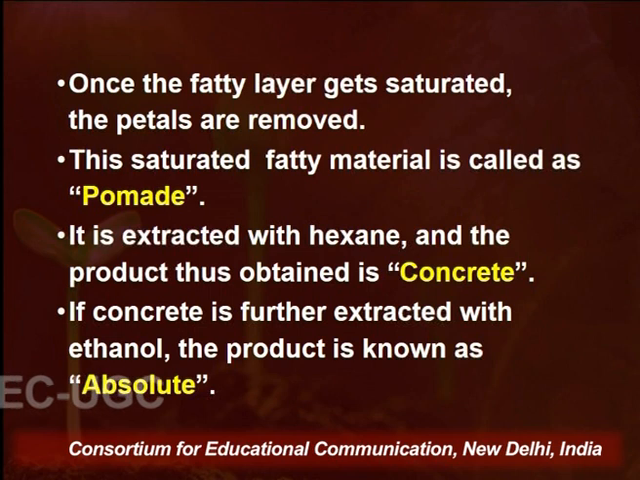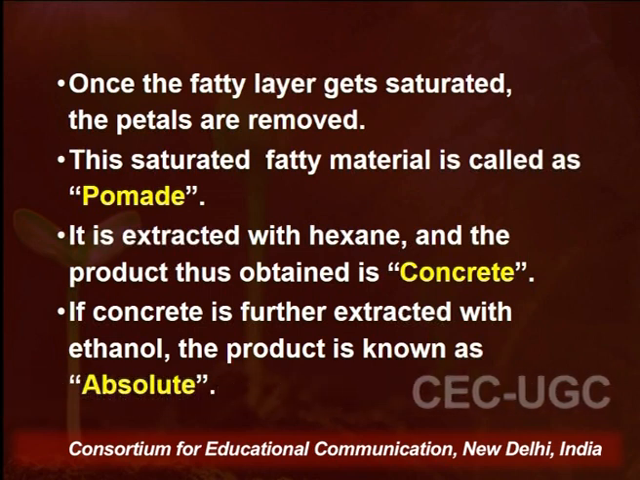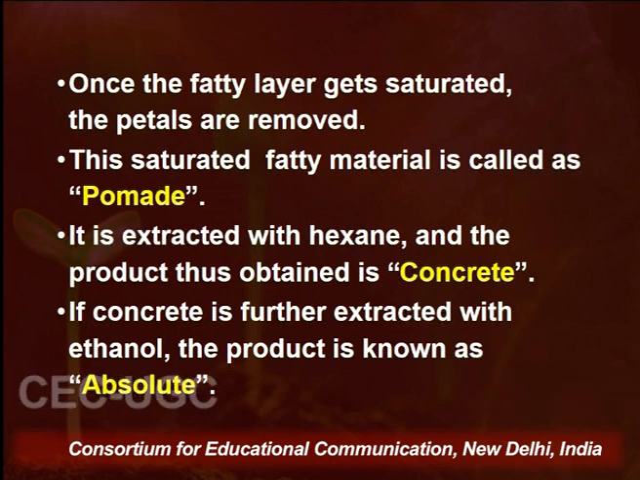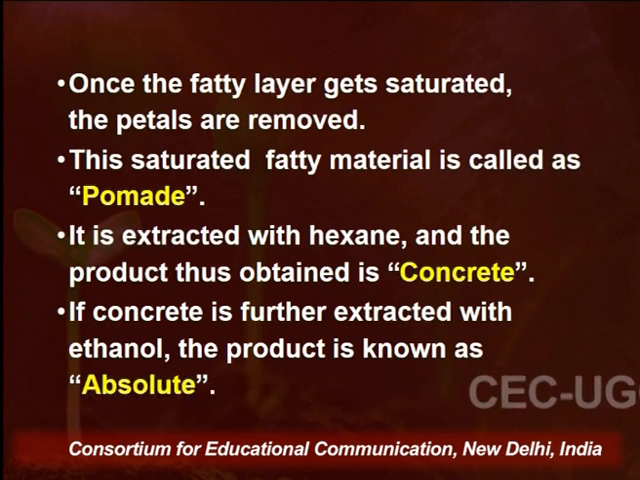Now once the fatty layer is saturated with the volatile oil or the constituents, the petals are removed, which we call defleurage. And this saturated fatty material that is obtained, that is rich in volatile oil or the constituent, we call pomade. Now this pomade is then extracted with a suitable organic solvent, and the product that is obtained we call concrete. So now we have removed the volatile constituent with the help of an organic solvent, say for example hexane, and the product obtained is known as concrete.